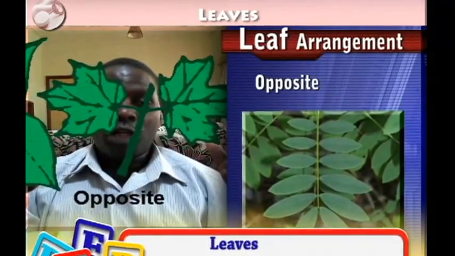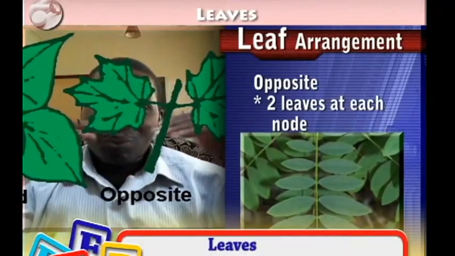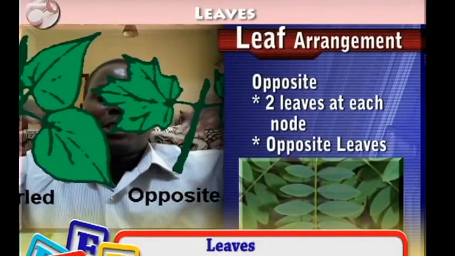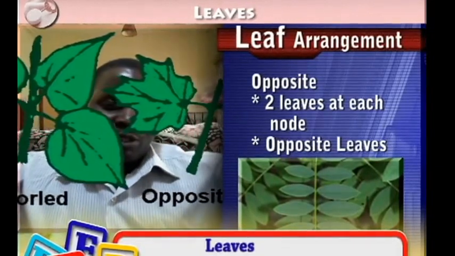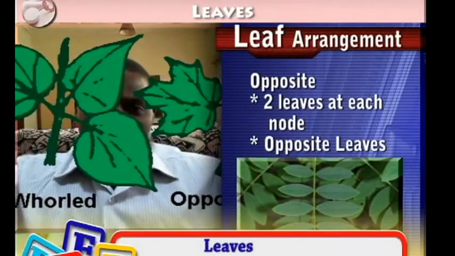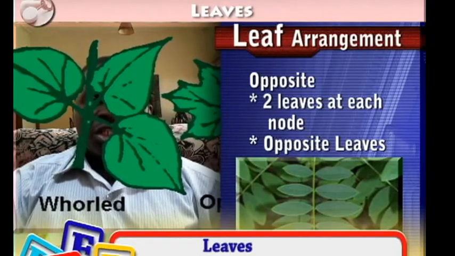In the opposite arrangement, you will find that the leaves are on the same node. There are 2 leaves on the same node, and they are opposite each other. It's what we are calling the opposite arrangement.